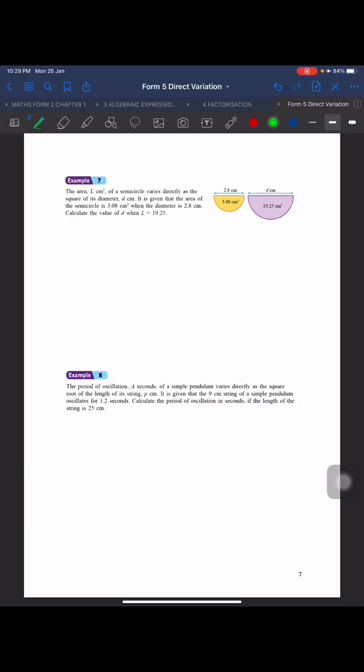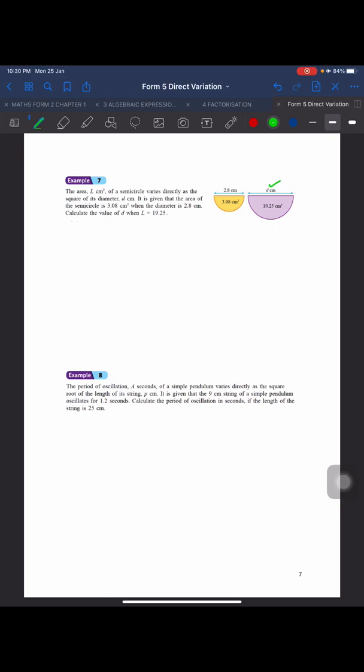The area L cm² of a semicircle varies directly as the square of its diameter d. It is given that the area of the semicircle is 3.08 cm² when the diameter is 2.8 cm. Calculate the value of d when the area L is 19.25.